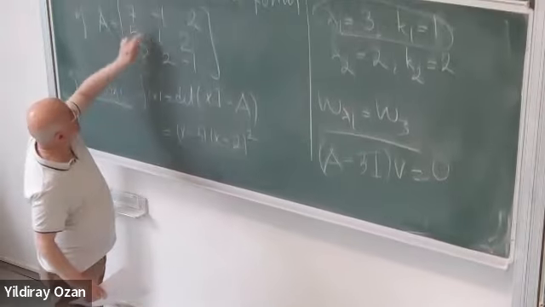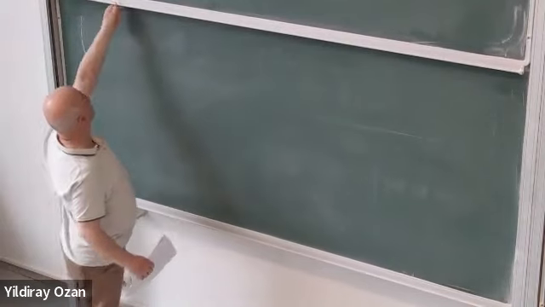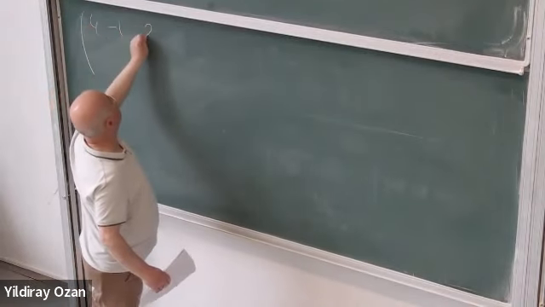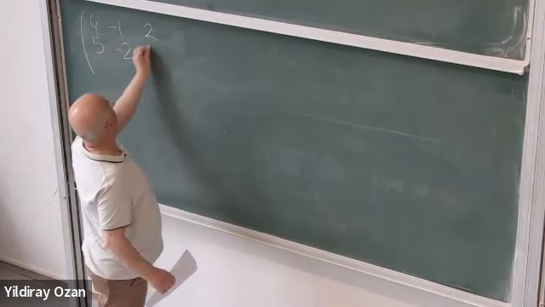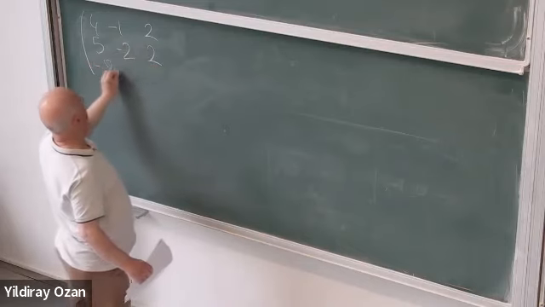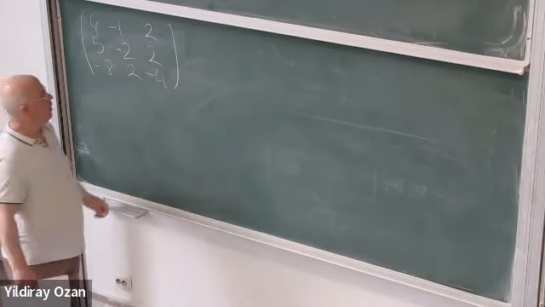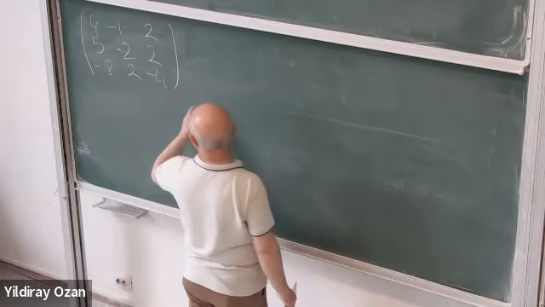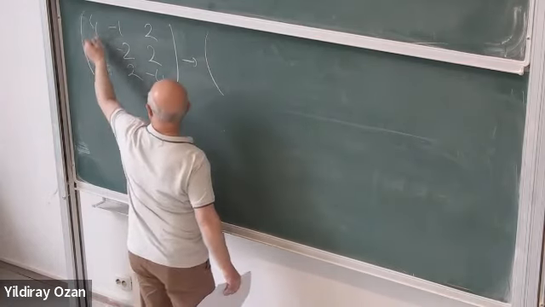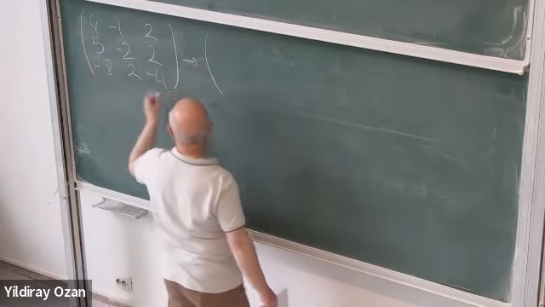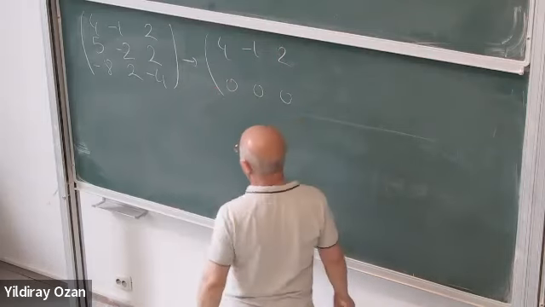I subtract 3 times identity from this. We get 4 minus 1, 2. 5 minus 2, 3. Okay, let's apply Gaussian elimination. You see, this is just 2 times this. If you multiply by 2 and subtract from this one, you get 0, 0, 0 here.